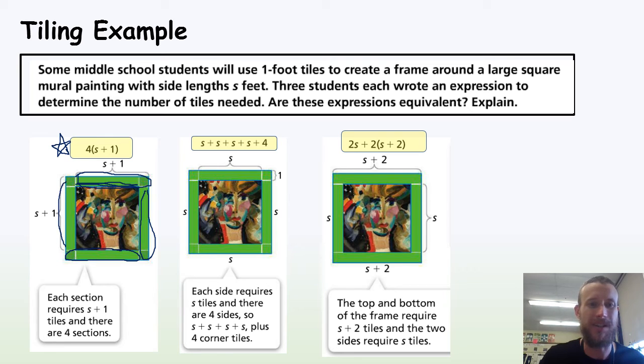So how else could it be done? Well, the second student says, I have s plus s plus s plus s plus 4. This is even clearer to see, and I think clearer in the picture. There is one length that's a long tile or a long set of tiles, which is s, the distance of the painting. And we see that repeated 4 times throughout the shape. And then we clearly have 4 corners. So the corners are plus 4.